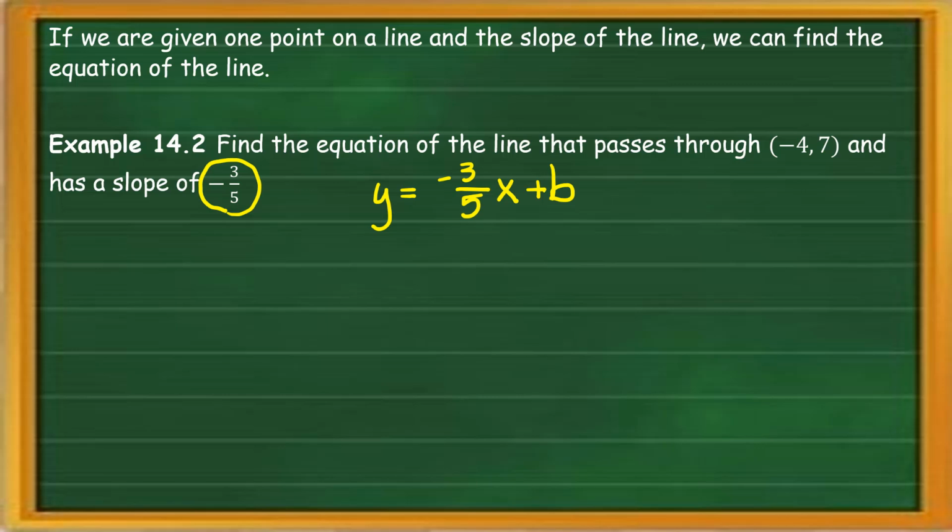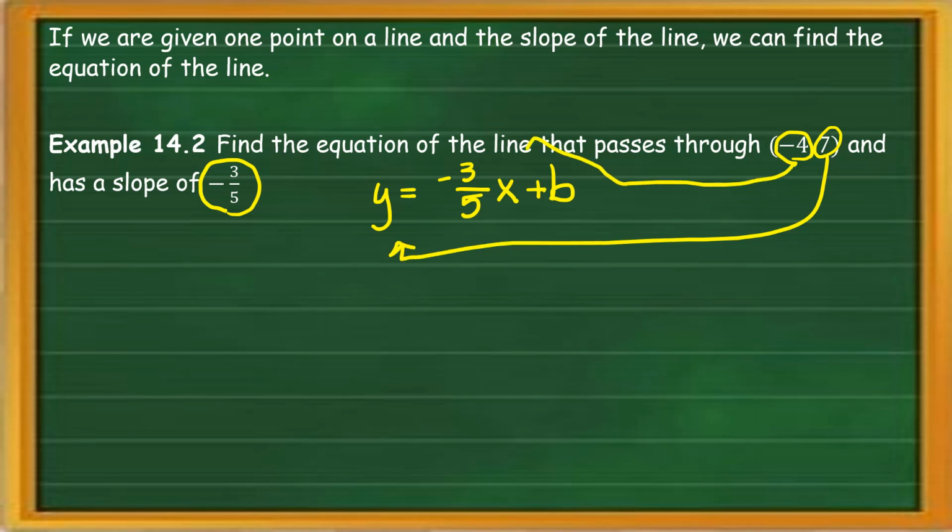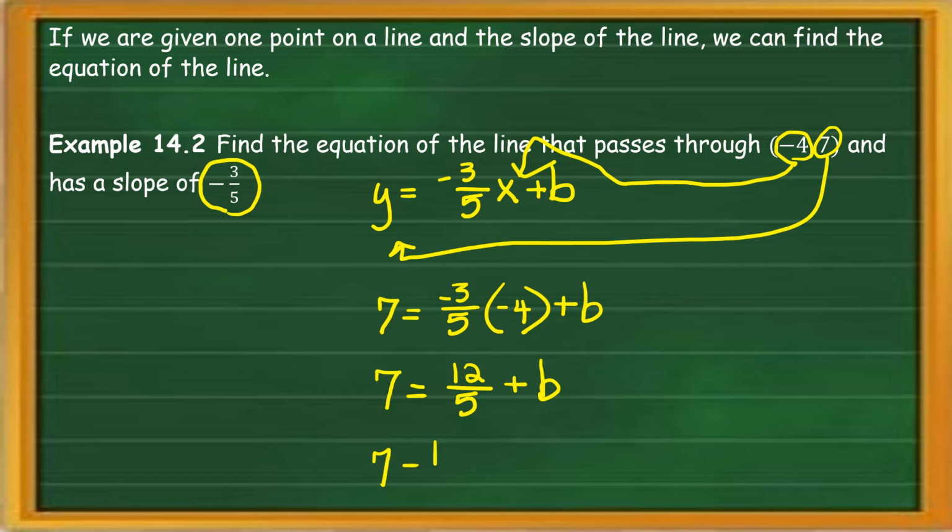But you don't know what b is, and so you can use the point they give you to figure that out. You're going to take that point, -4, 7, and you're going to plug those values in for x and y. And then you can write the equation, 7 equals -3/5 times -4 plus b. And now you can solve for b so that you'll be able to put it in the equation for the line. So 7 equals 12/5 plus b, and subtract 12/5 on both sides to get b, and get a common denominator. 35/5 minus 12/5 is equal to 23/5. So that is b.